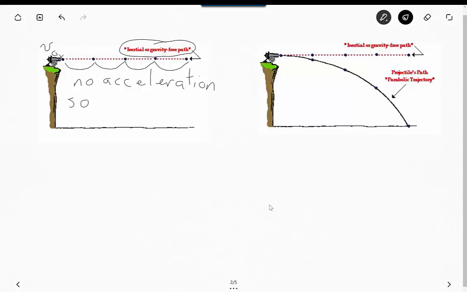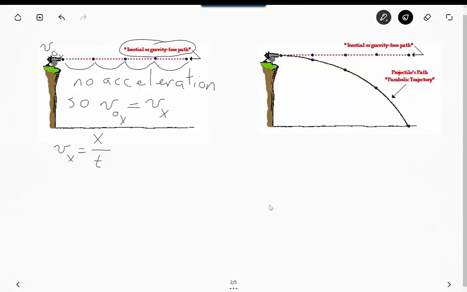So v-naught x, we could really say, is just the velocity in the x direction. It does not change. There are no unbalanced forces acting on it in this situation. If we wanted to find out how far this was going to go, well, if there's no gravity, it would go forever. But remember that with no acceleration, we can just say that velocity in the x direction is however far it goes in the x over the time it takes to get there. So we can go all the way back to one of the first equations that we learned.